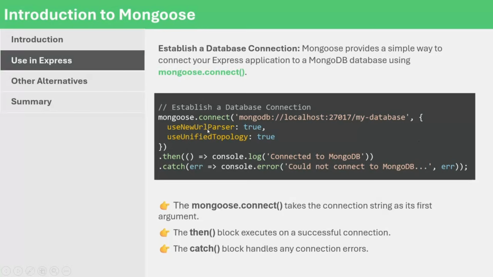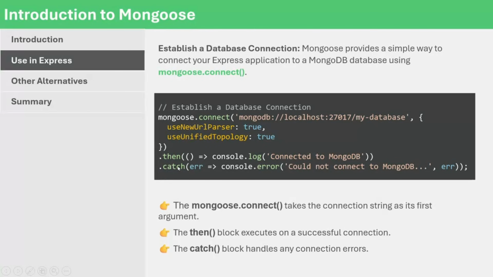Okay, and if the connection is successful, in that case, this connect method is going to return a resolved promise. That resolved promise can be handled using this then method. But for some reason, if the connection was not successful, if our Express application was not able to connect to the MongoDB server, in that case, this connect method is going to return a rejected promise. And that rejected promise can be handled using this catch method.